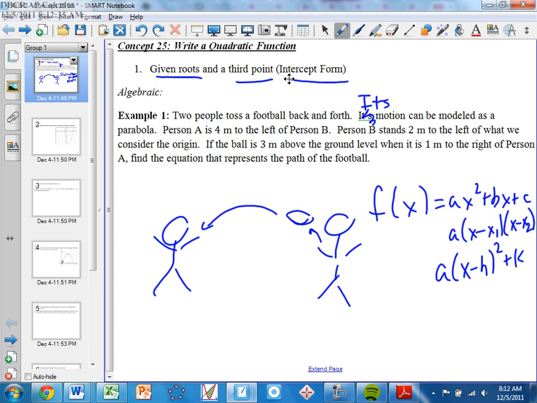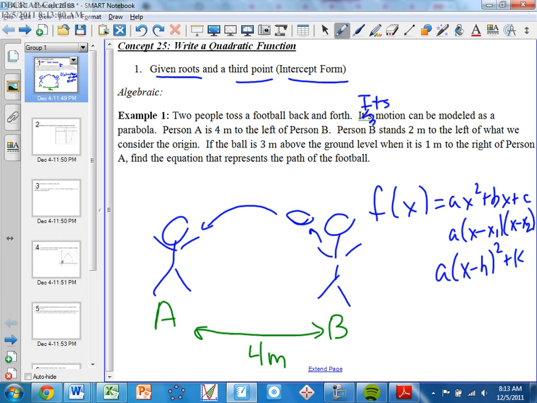Somebody besides Vanessa to read? Yes, please. Person A is 4 meters to the left of person B. Okay, so this is clearly person 1 over here. This has got to be A because he or she is to the left of the other person. This is person B. We know the gap here is 4 meters. This is the kind of stuff you've got to be visualizing as you're going through this problem.